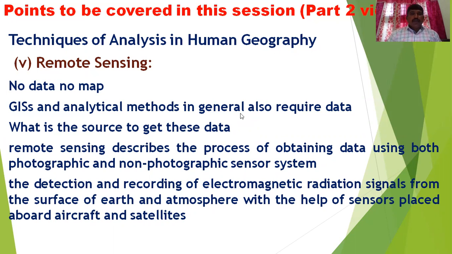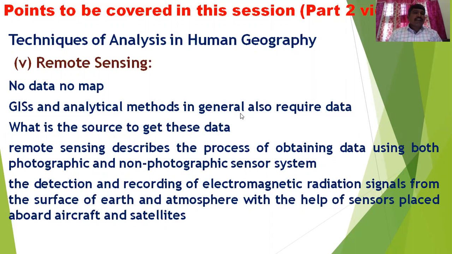Without data, no map can be created. GIS and analytical methods in general also require data. What is the source to get these data? How do we get them? Primarily, cartographers obtained their necessary data or information from explorations and travels. The contemporary geographers acquire different types of data in various ways.